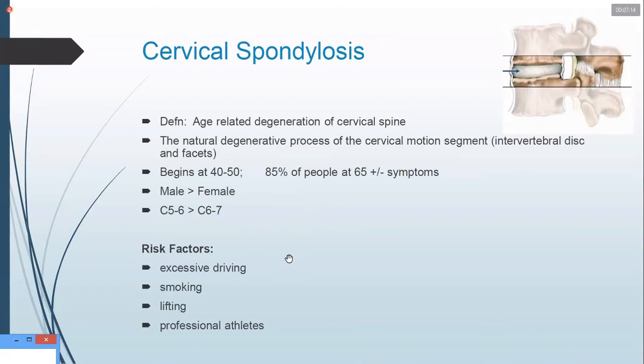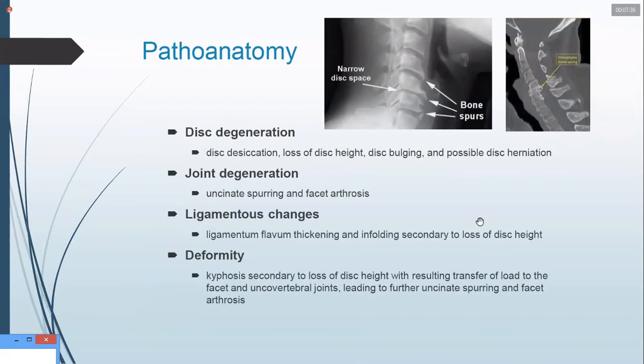It usually begins at around 40 to 50 years of age and is common in males. The C5-6 disc area is the most common one. Different associated risk factors are excessive driving, smoking, heavy lifting on the head, and professional athletes who have excessive neck motions.